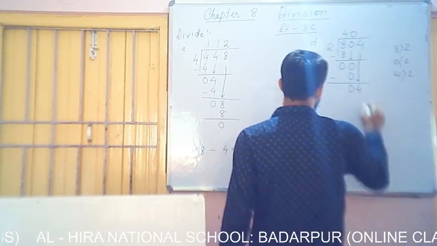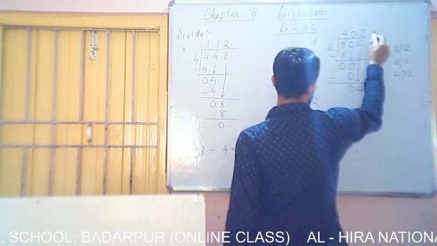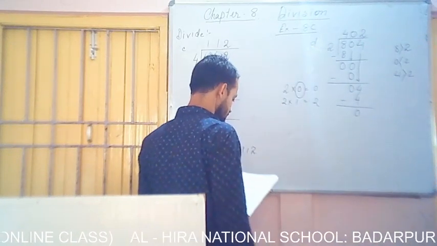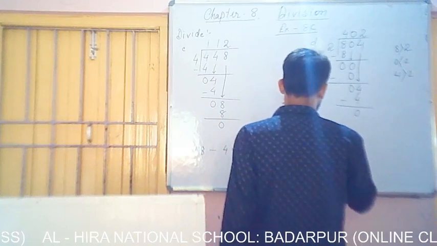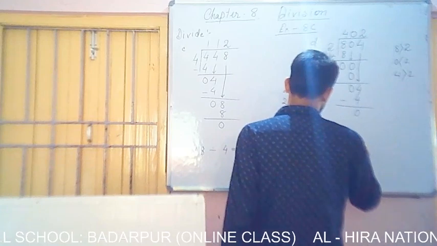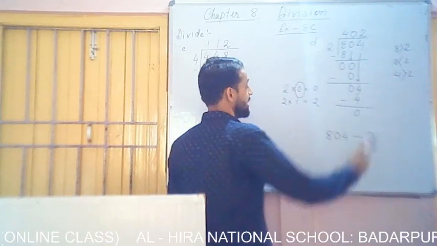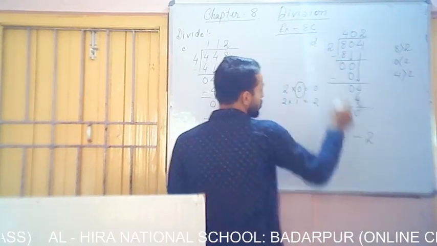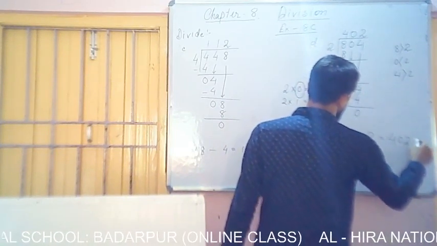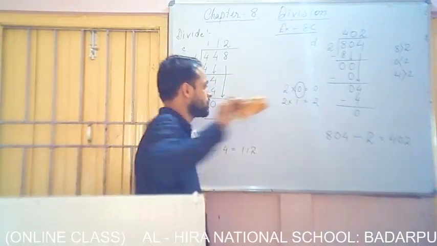Bring down 4 ones. 4 is greater than 2. So 2 twos are 4. Again 4 minus 4 equals 0. So what we have got after dividing 804 by 2? By which number have we divided 804? We have divided 804 by 2. So the answer for this question is 402.